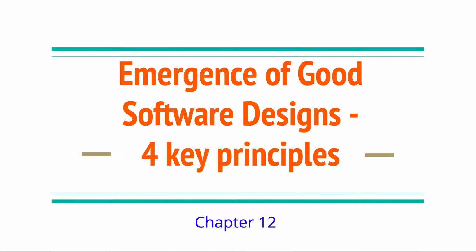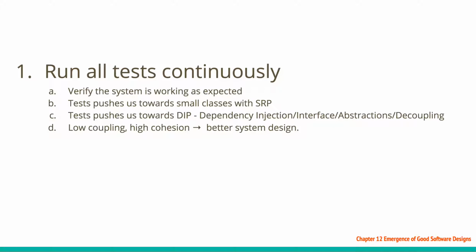Hi, in this video I will summarize Chapter 12 of Clean Code by Robert Martin. Chapter 12 is all about four key principles that enable us to write software with great design. What is the number one principle? Is to run all tests continuously. This is a major foundation of any clean system.